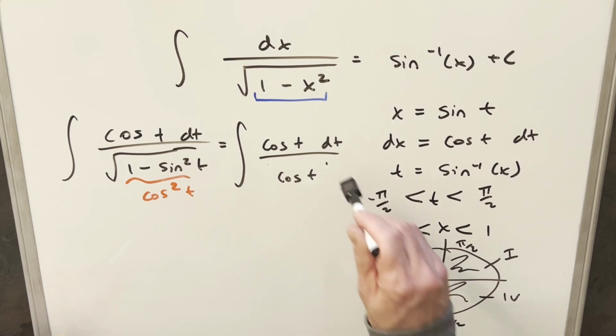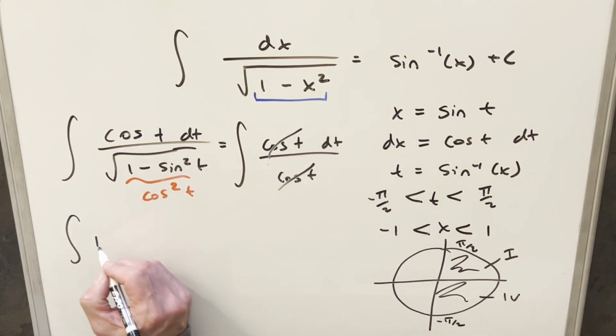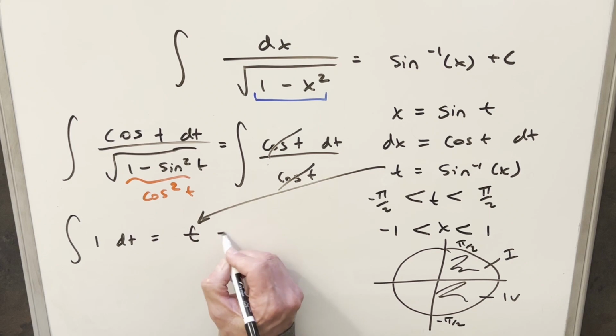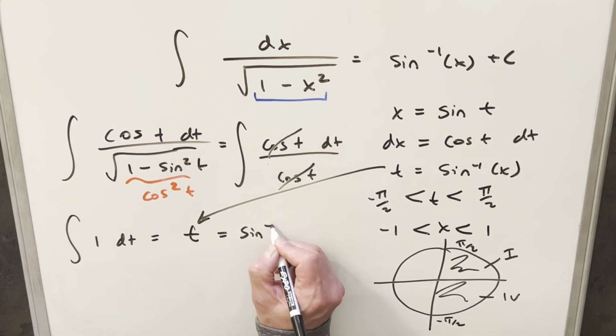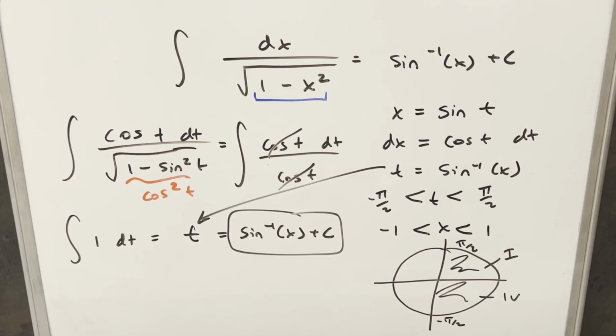We get rid of our absolute value sign, but that's going to allow me to just cancel here and here. And so we're just integrating 1 dt. Integral of that, of course, is just going to give me t. We just back substitute, and we get our solution of arc sine of x plus c. So there you have it, our arc sine trig substitution.